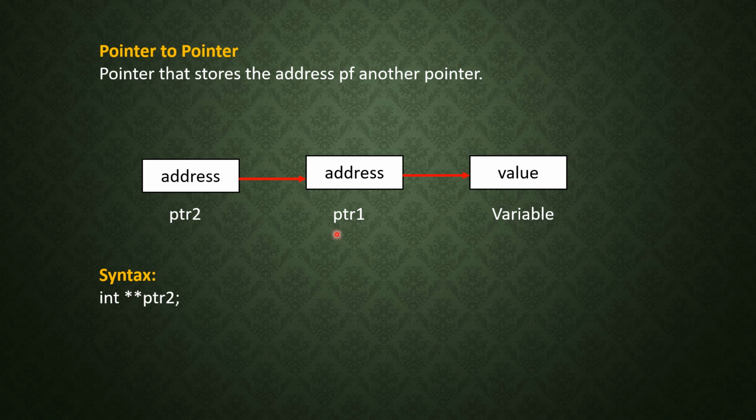So PTR1 is the first pointer, which is used to store the address of a variable, whereas the second pointer, PTR2, is used to store the address of the first pointer. How are we going to declare the pointer 2? The syntax will be the data type and two stars, that means two asterisk symbols, then the pointer variable. So now the pointer 2 stores the address of another pointer. Pointer 1 you already know how to declare, just by using one asterisk symbol.